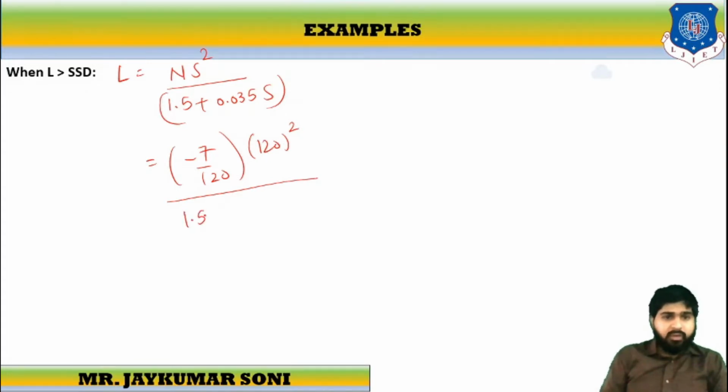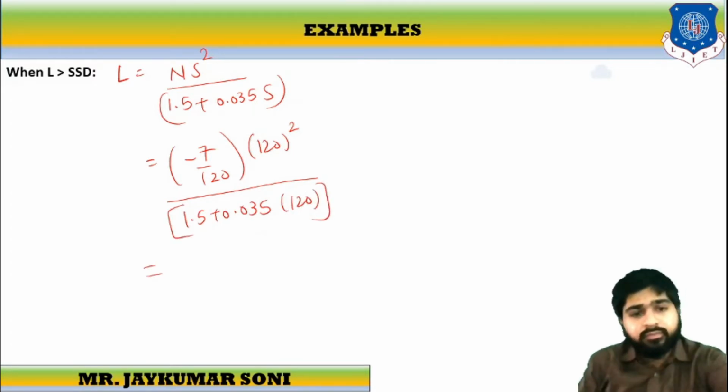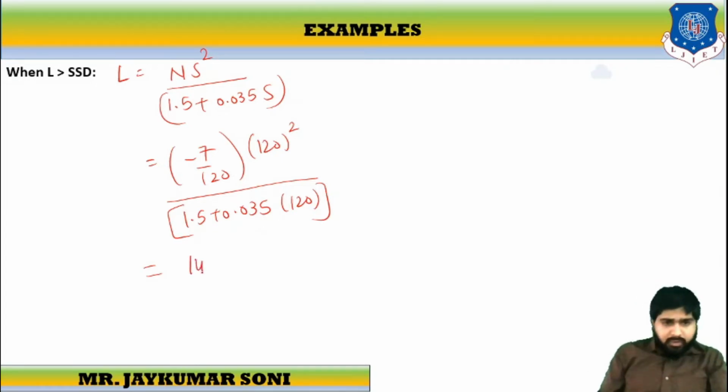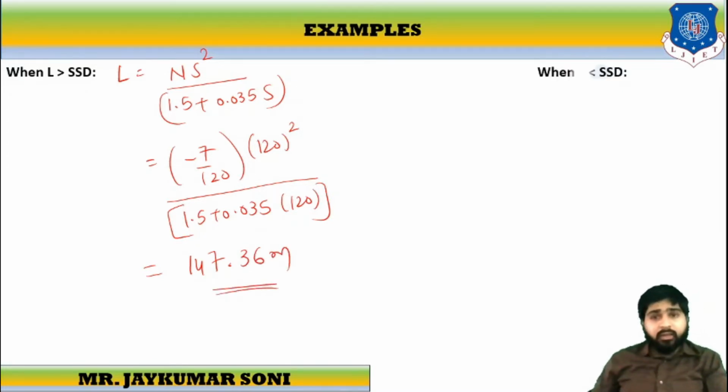This is 1.5 plus 0.035 into 120 once again. So calculate this and tell me what is the value that you are getting. This is 147.36 meters.